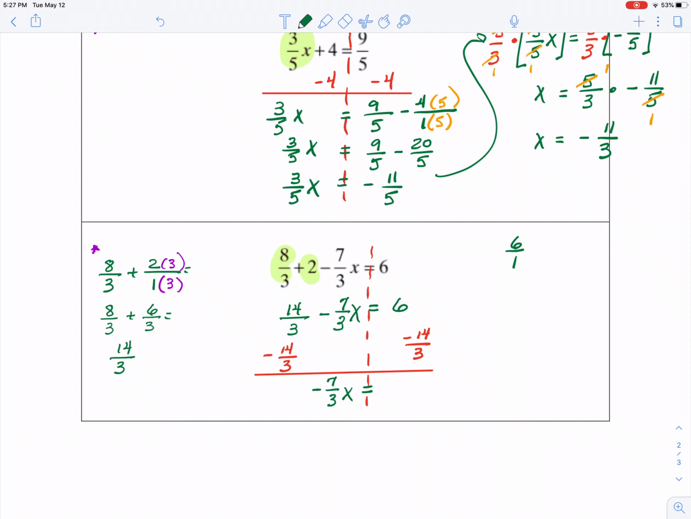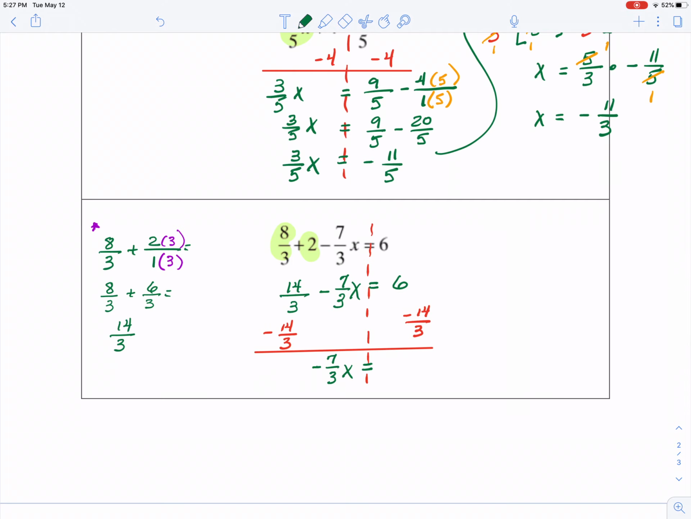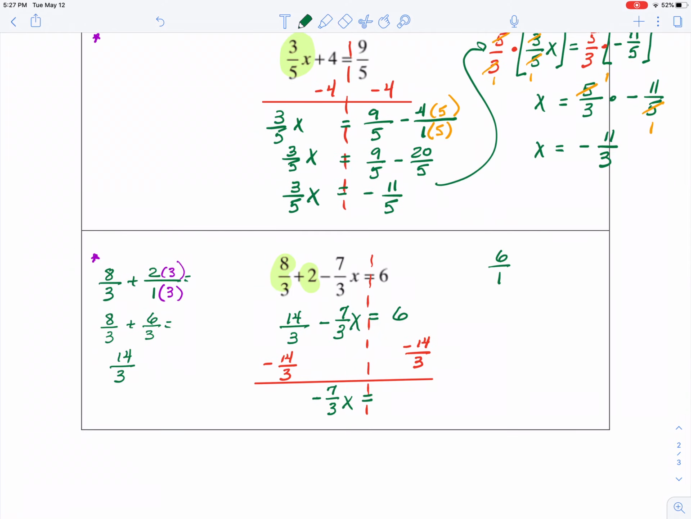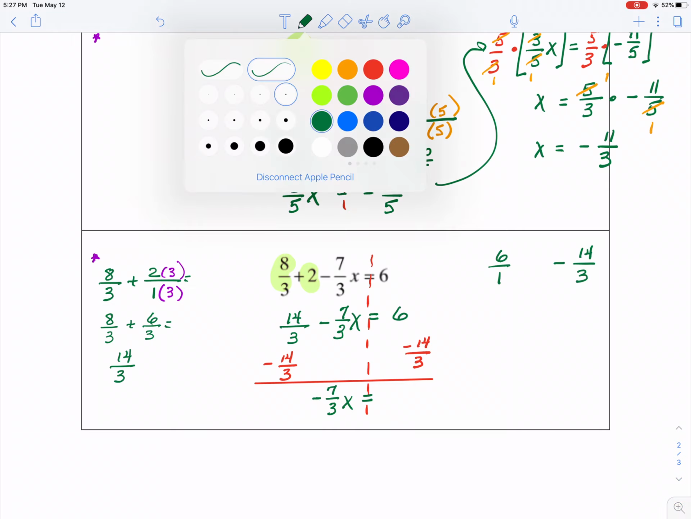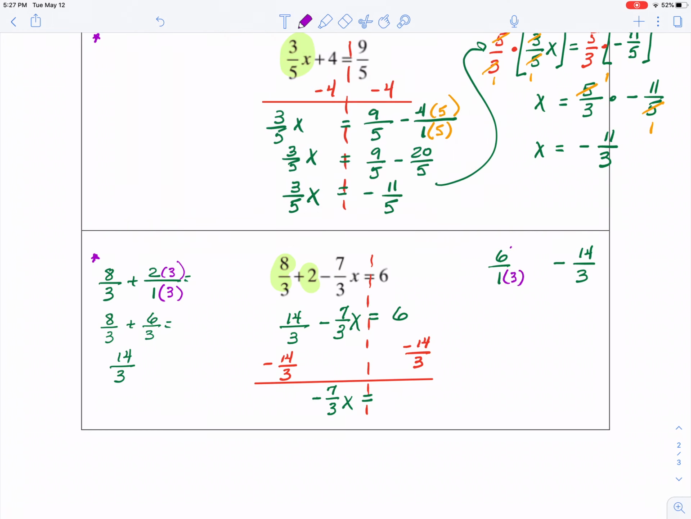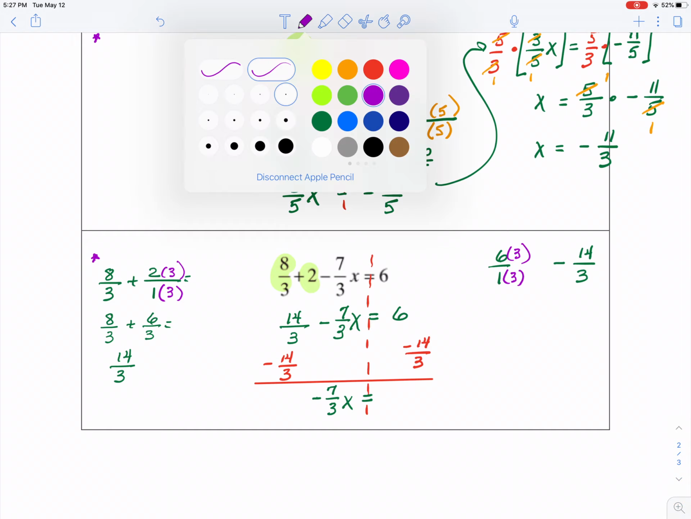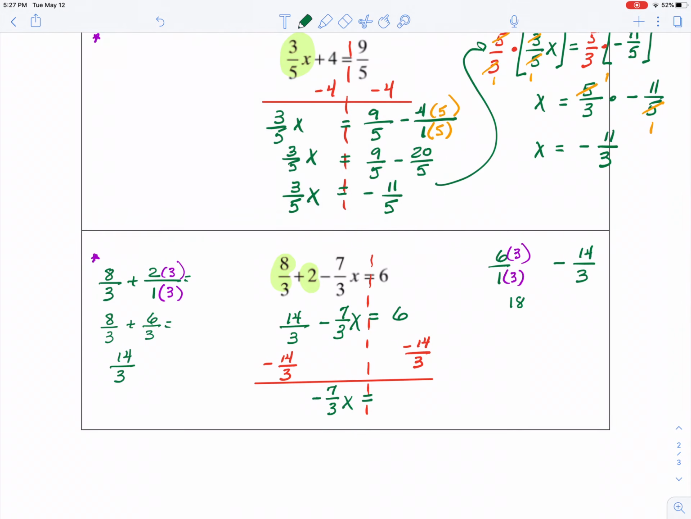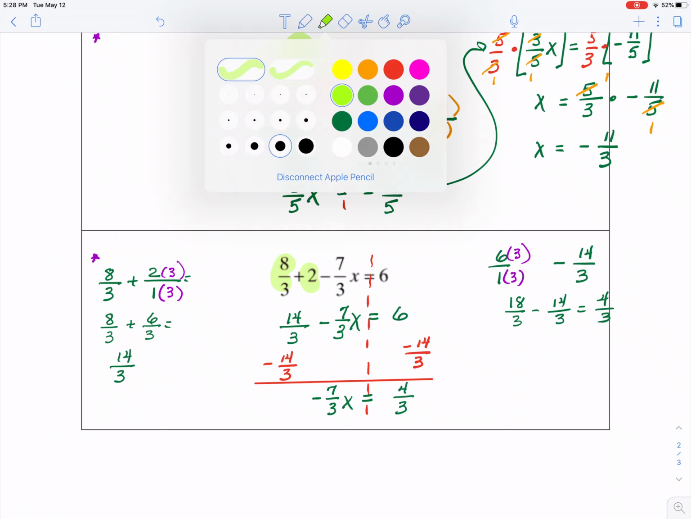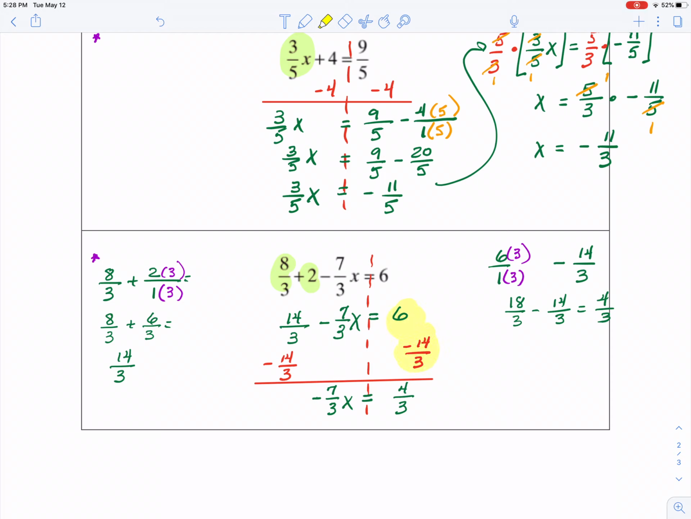And let me go off here to the side. I'm going to take 6/1 and subtract 14/3. And again, I want to go and convert this all into thirds, so I have a common denominator. So this looks like 18/3 minus 14/3 is 4/3. So all of this over on the right-hand side, these two, when I combine them here, I end up with 4/3.